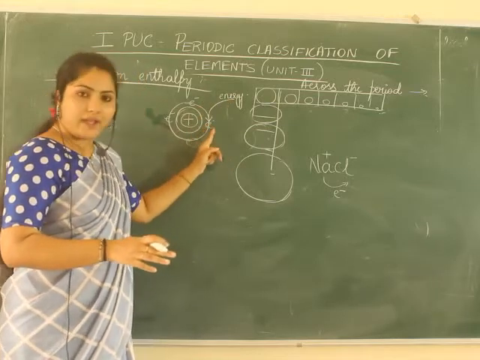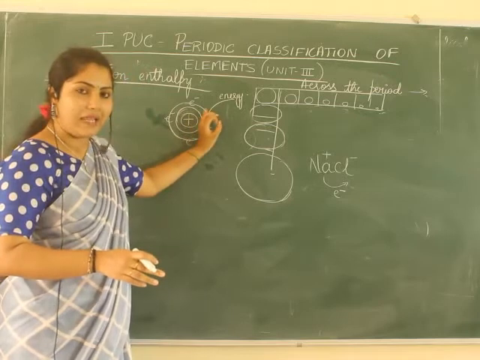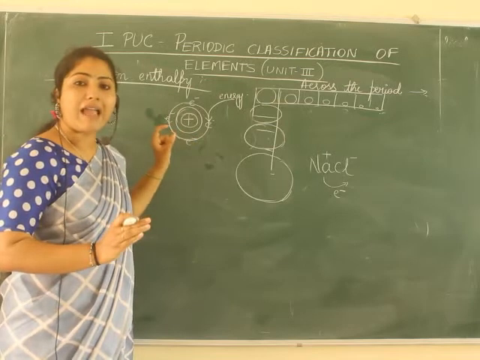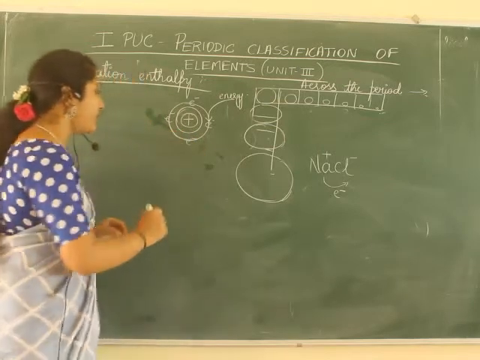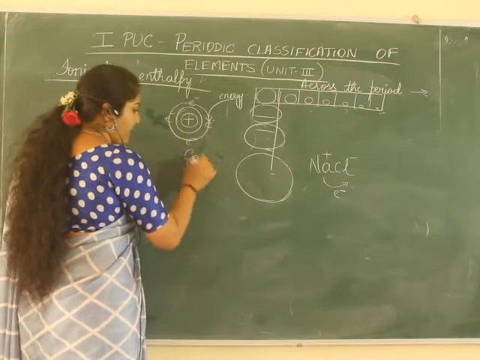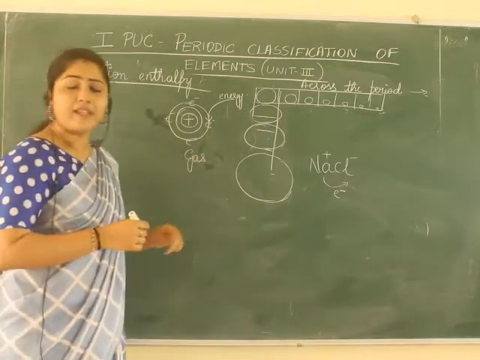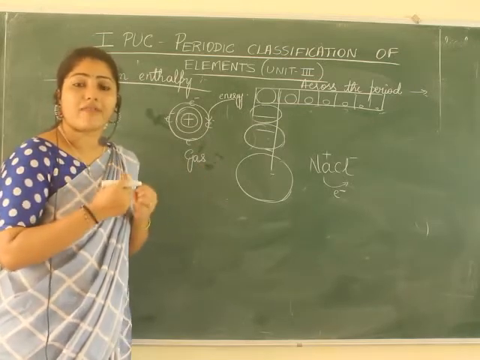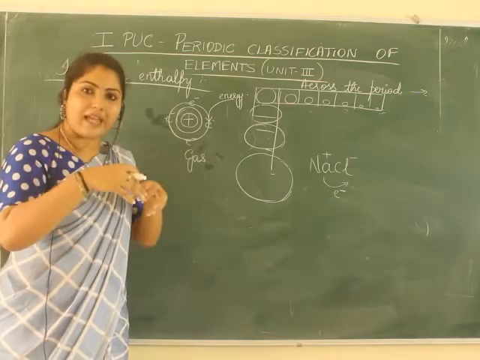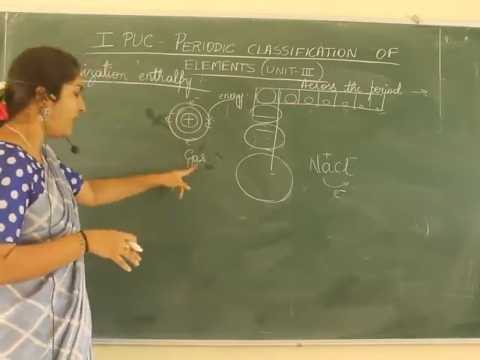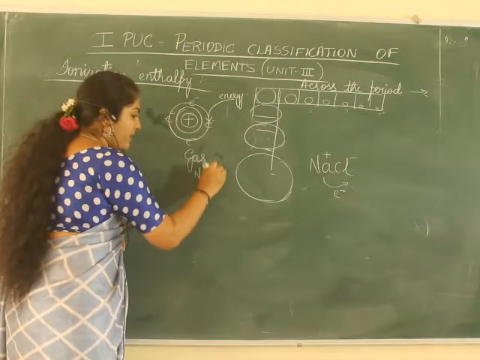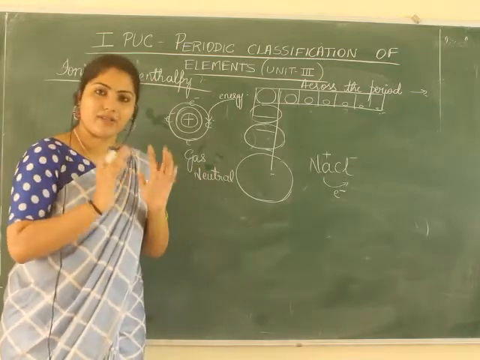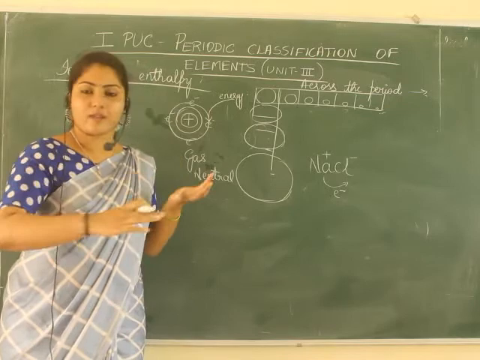The energy required to remove the outermost electron from a gaseous, neutral, isolated atom. See, I am mentioning these terms. It must be a gas. It must be in gaseous state. Why? If it is in gaseous state, then it is easy for the removal of an electron, because intermolecular forces, that is the force inside, will be a bit weak. Neutral means where it has not lost any electron nor gained any electron. It's neutral.